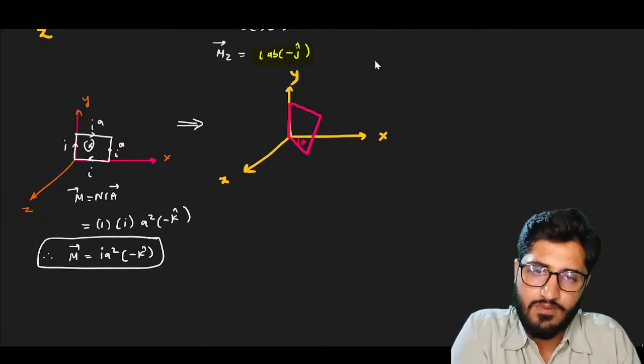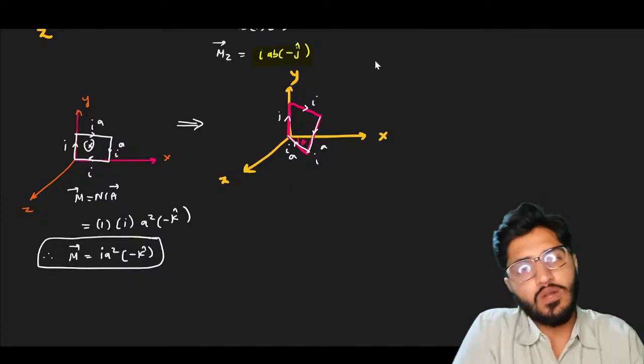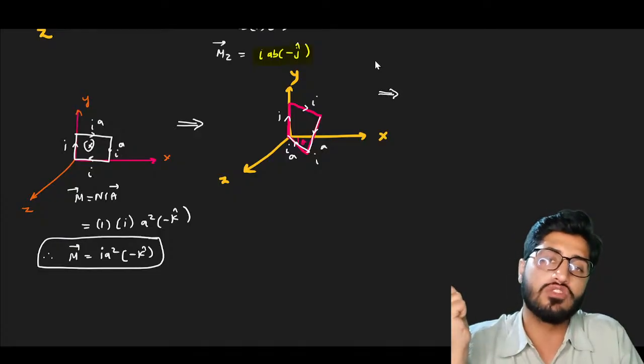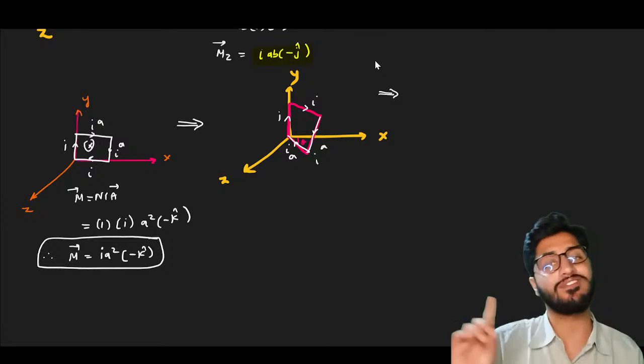This side is A, this side is A, this side is A. Current I is flowing in the same manner. What we can do now: we know that if something is between my axes, we need to resolve these things according to the vectors.